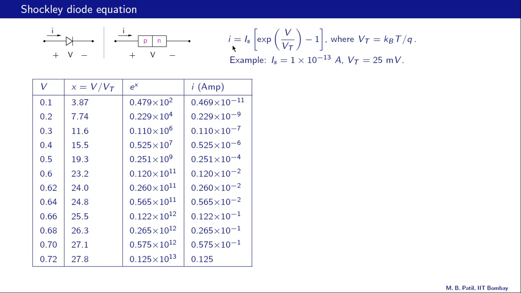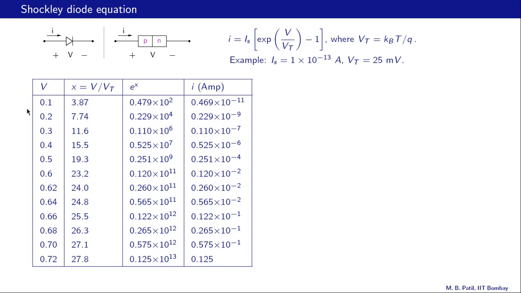Here is a table. The first column here is the V value. The second column is V by Vt, that is the argument of this exponential function. This is e^x, where x is V by Vt, and finally this column represents the current.